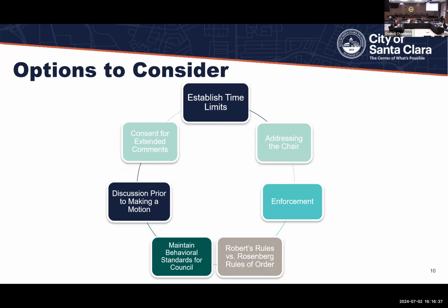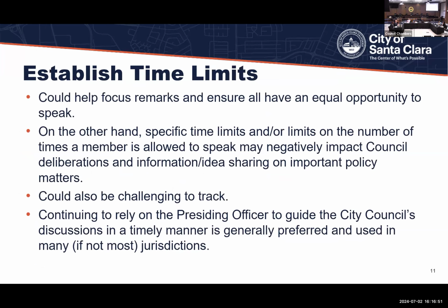Next slide. There's a number of different things for you to consider, and we're going to take up each of these in order. They're outlined here on this chart we have. But next slide. One of the things that we talked about and you debated at least preliminarily last time was, does it make sense to actually impose time limits on council members who are making comments as part of the deliberations? There's some pros and cons to that, right? It could help focus remarks, if you only have so much time, and ensure that everyone has an equal opportunity to speak within a reasonable total time for the item to be considered.